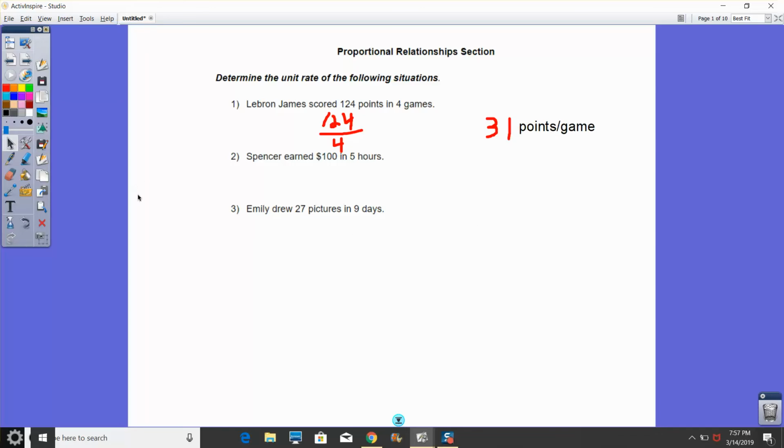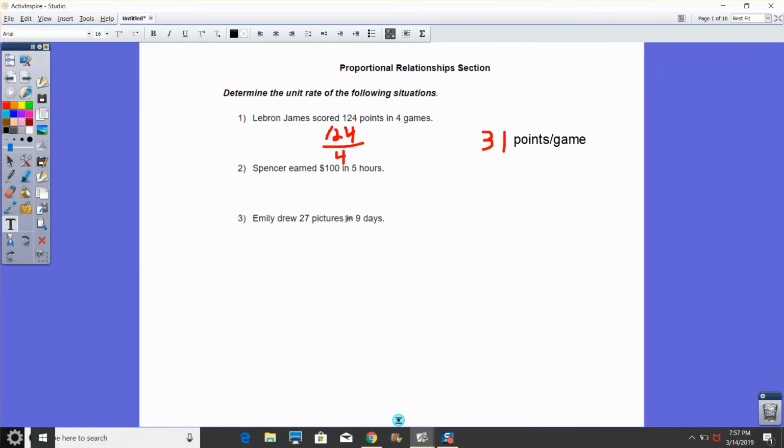Situation number 2, Spencer earned $100 in 5 hours. Once again, in this case, this would be dollars per hour. So how much money you would make per hour would be the unit of this answer, and then we would do 100 divided by 5 to figure that out. So if I go 100 divided by 5, that would just be 20. So the answer here would be $20 per hour.